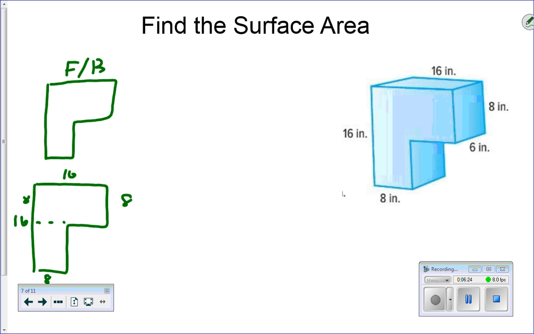So 16 times 8. So this part right here would be 128. And then this is going to be 64. You guys understand how I got that? Because then this part would also be 128, and this part would also be 64. So cool. I got my front and my back done already.